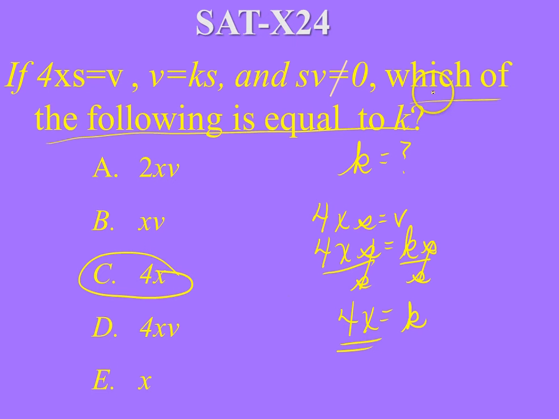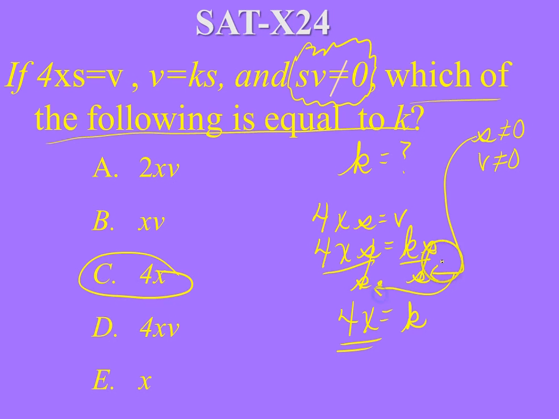Now you may be wondering, why was this third bit of information given, that sv is not equal to 0? It tends to be a little confusing. Well, if sv does not equal 0, that means that s cannot be 0, and v cannot be 0 either. So in other words, s or v cannot be 0, and the reason they told you that is because right here, when you divide both sides of the equation by s, you would be dividing by 0. So we know that s cannot be 0.